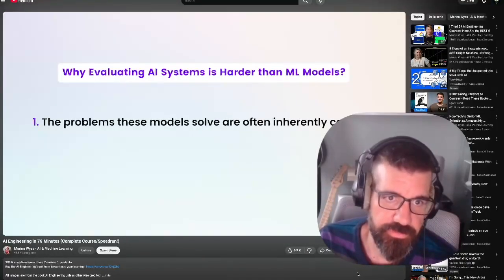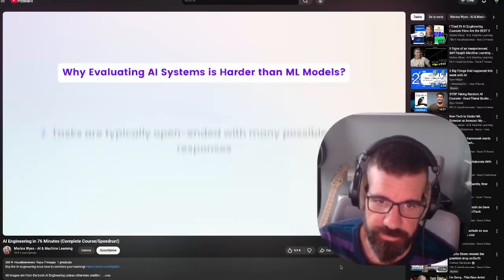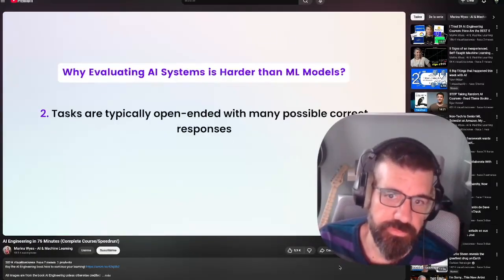First, the problems these models solve are often inherently complex. Evaluating a mathematical proof or the quality of a summary requires deep expertise. You might need to read an entire book just to judge if a summary captures the key points correctly. Second, tasks are typically open-ended with many possible correct responses. Unlike classification, where there's one right answer, a question like, write me a poem about resilience, has countless valid responses.